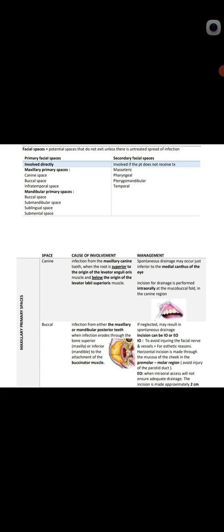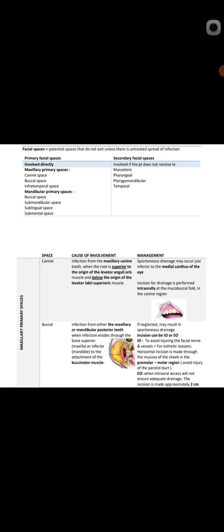Now first, facial spaces or facial space infections are potential spaces that do not exist unless there is an untreated spread of infection. When there is an untreated spread of infection in that area, due to this spread of infection there will be facial space infection, which is known as facial spaces.